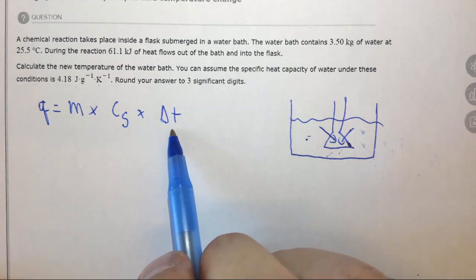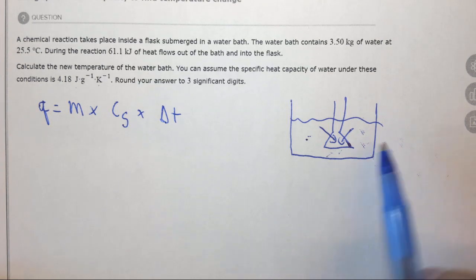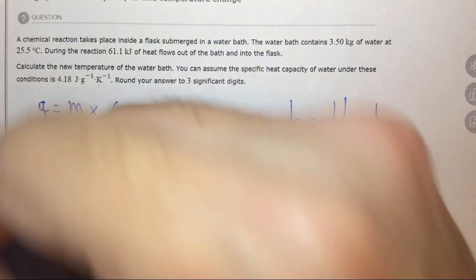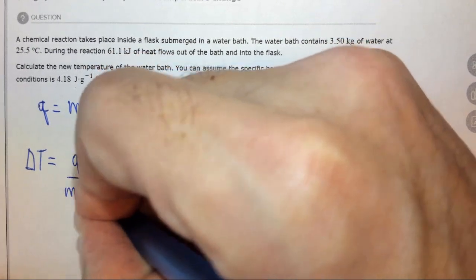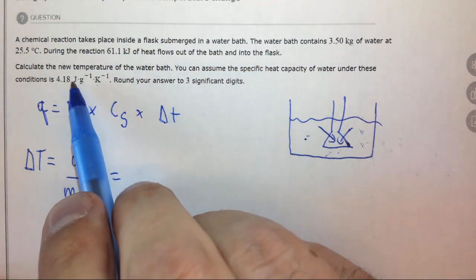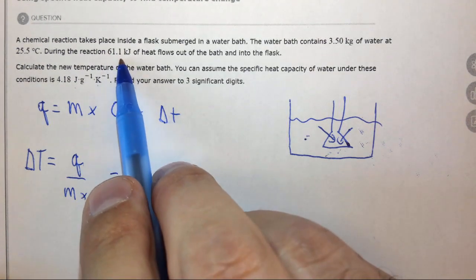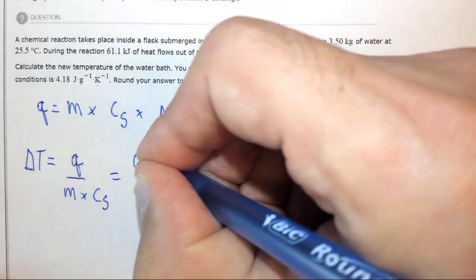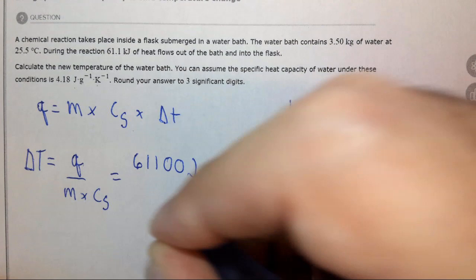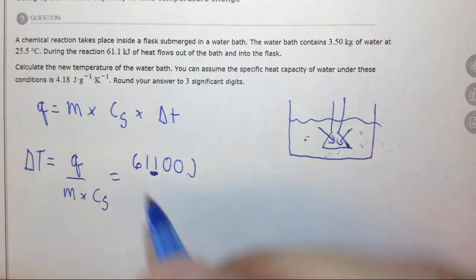In this particular case, we're trying to find delta T because we want to know the new temperature of this water. So we have to divide by m and C sub s, and what we find is delta T equals Q over m times C sub s. But notice that your constant is in joules per gram K, so Q has to be in joules. So we need to convert this 61.1 kilojoules to joules, which we do by multiplying by 1,000, and we get 61,100 joules. I'm just going to put a line here so we remember that's the significant figure.